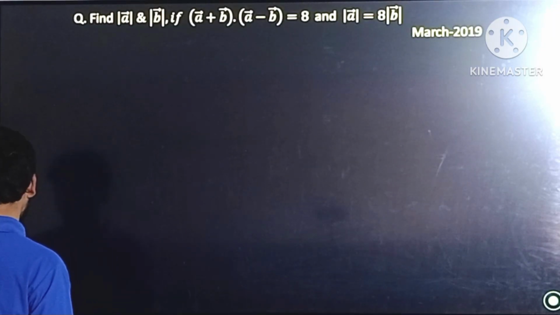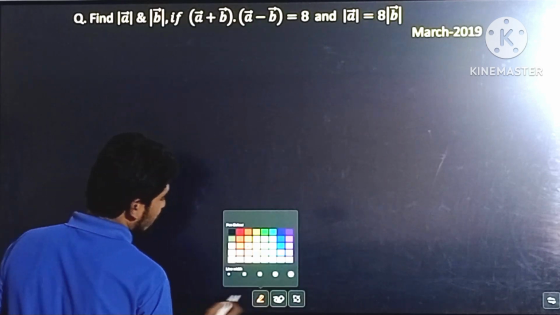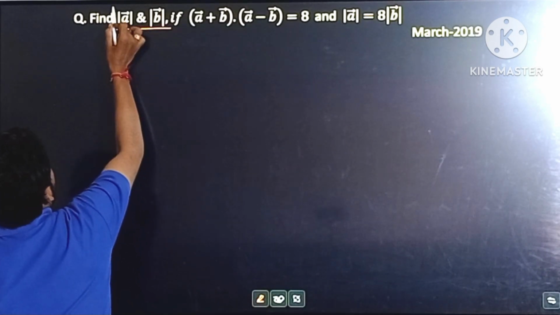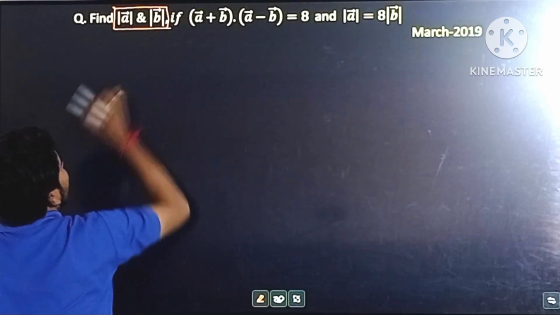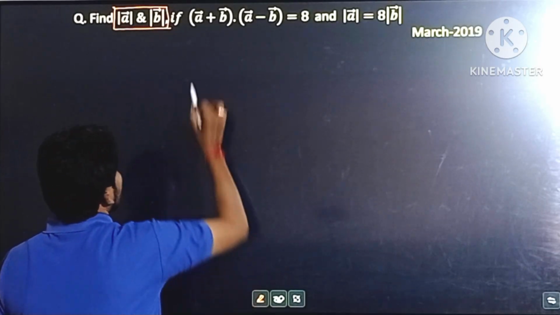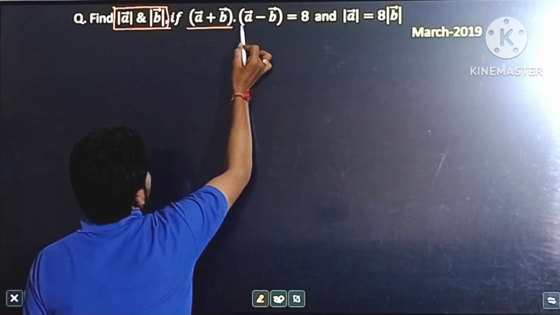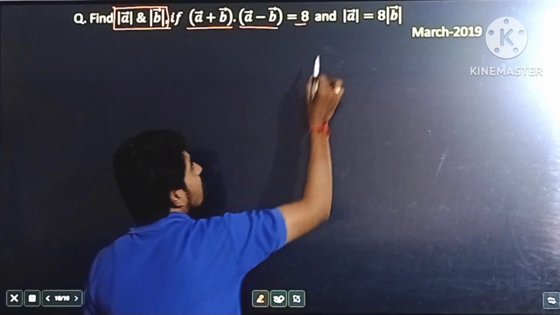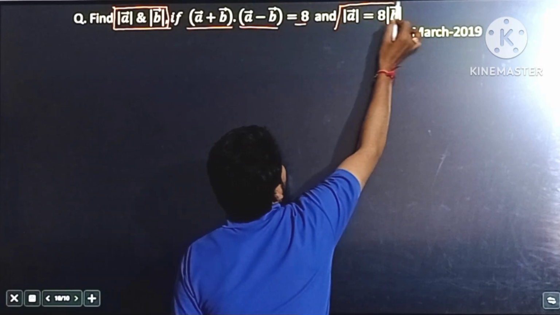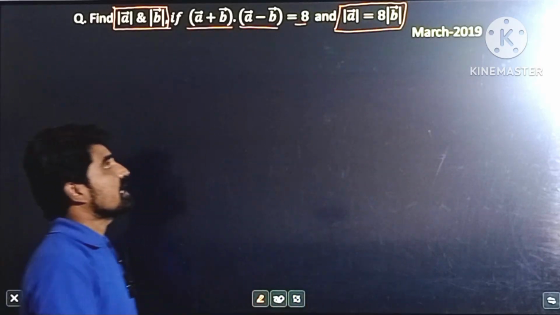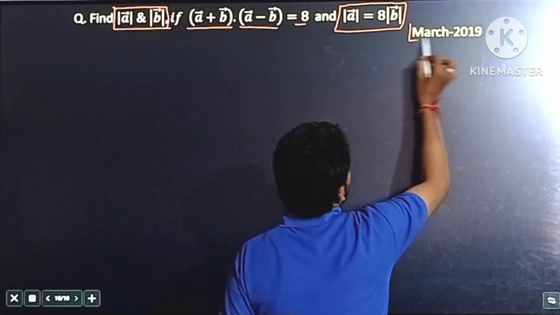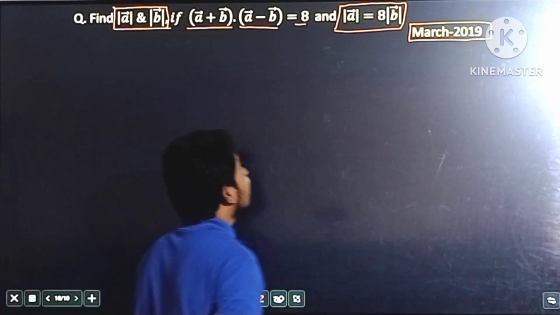find the magnitude of a vector into magnitude of b vector. So in this question we need to calculate the magnitude of a vector and magnitude of b vector, if (a vector plus b vector) dot (a vector minus b vector) is equal to 8, and also he has given one more piece of information: magnitude of a vector is equal to 8 times the magnitude of b vector. This question was asked in March 2019.